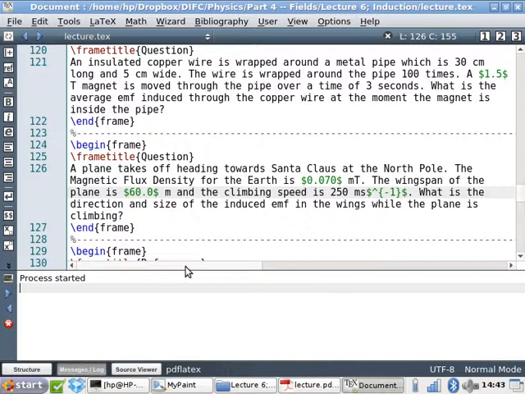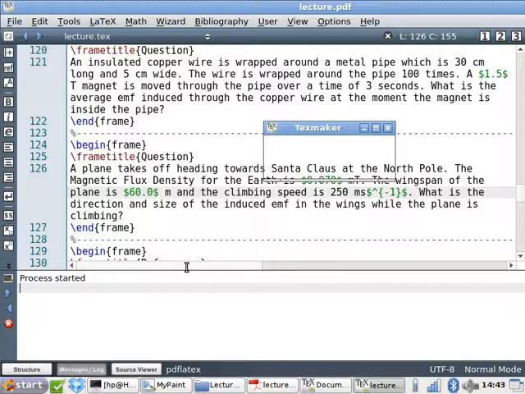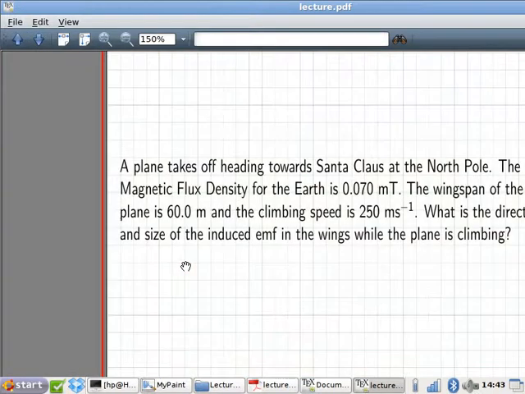So which way is the current then? It'll be going this way, right? Now if that's the North Pole where Santa lives, what direction is this? East. This is east, and this is west, if Santa is in the north. So, net result: as the plane takes off and heads to the north, there will be a current in the wings of the plane. You can actually measure a current that runs across the plane because it is moving inside a magnetic field, in this case the Earth.